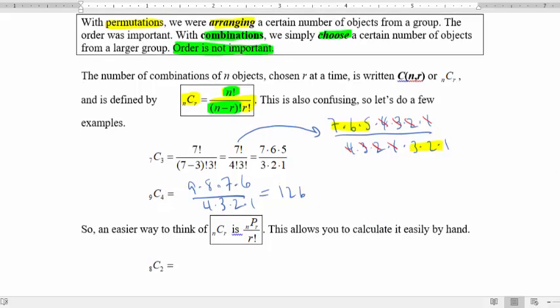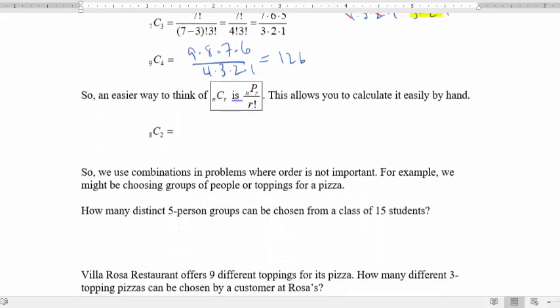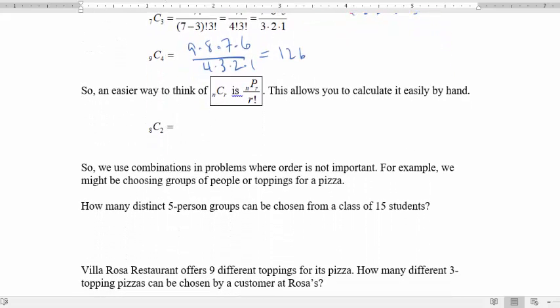All right, and as I wrote in that box below there, the easier way to think of nCr is really nPr divided by r factorial, which is what I did up here, right? This was 9P4 divided by 4 factorial, right? So that's really what I did here even, right? This was 9P4 and this was 4 factorial.